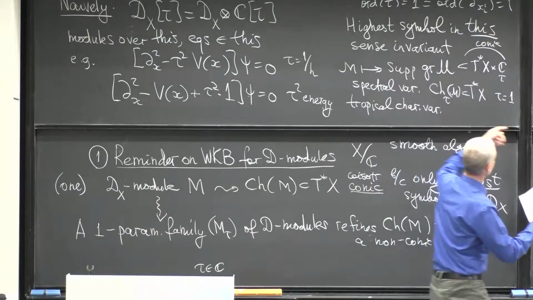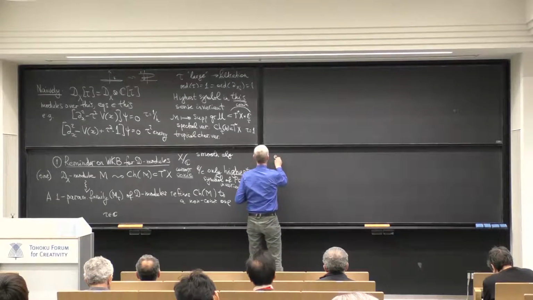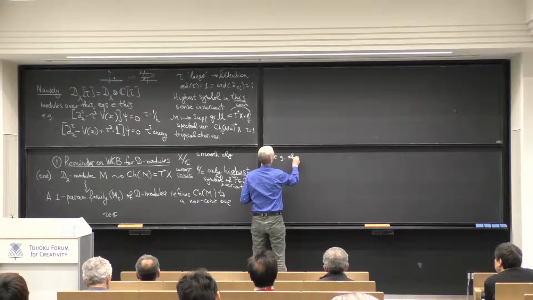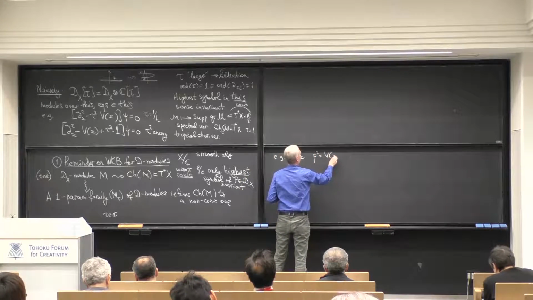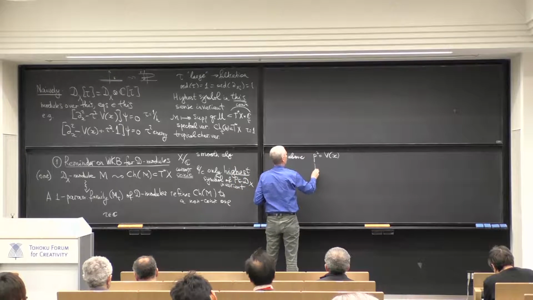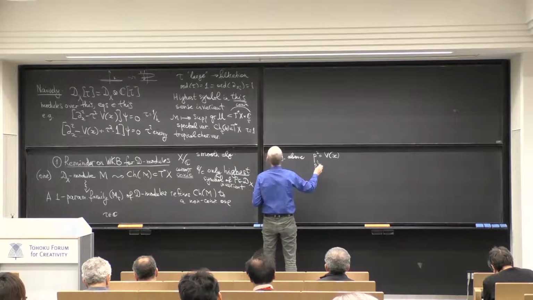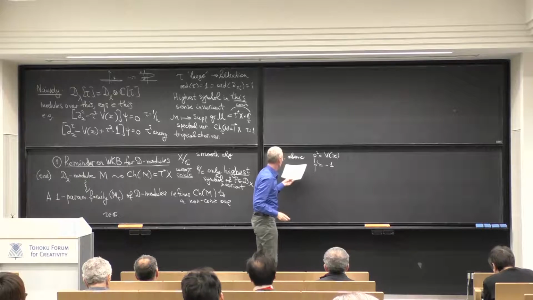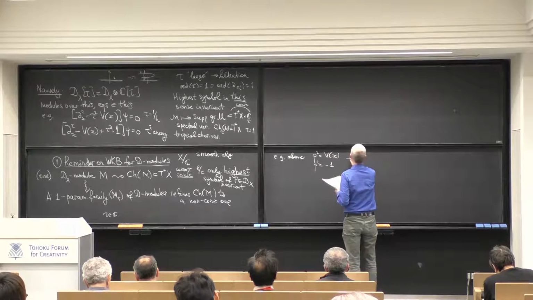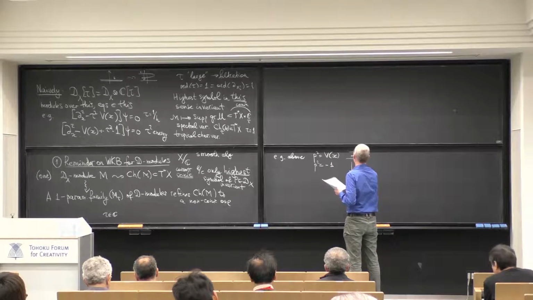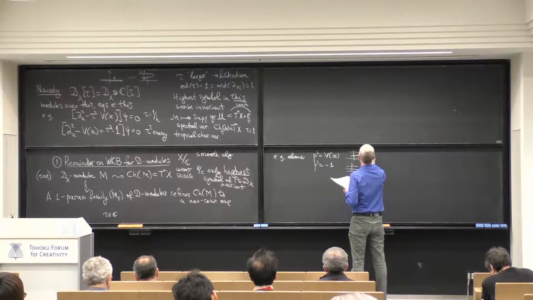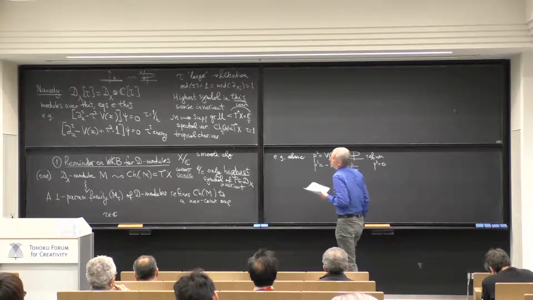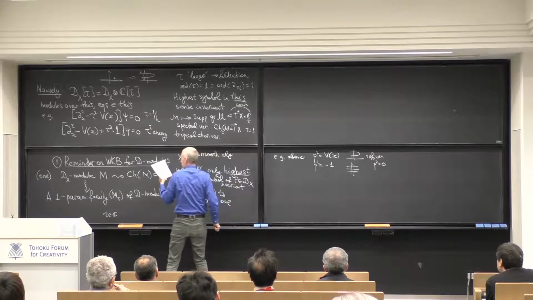So for instance, in those examples above, we will have either p squared equals v(x) for that one, or p squared equals minus 1 for that one. So this would be a hyperelliptic curve, and this would be a union of two lines. And it refines p squared equals 0, which would be the ordinary characteristic variety.